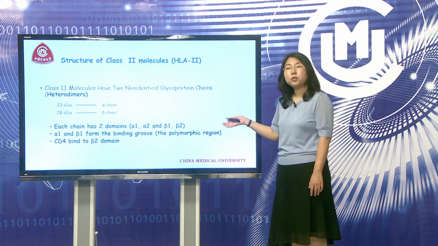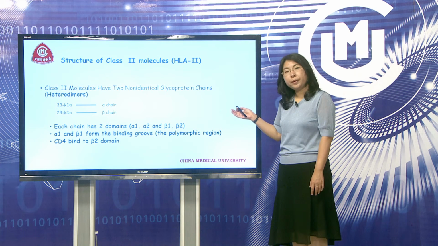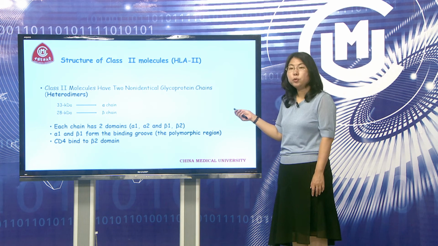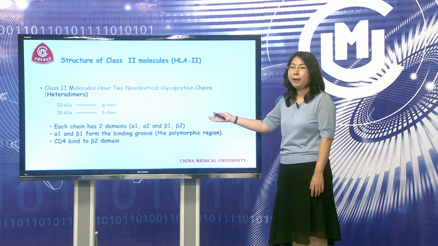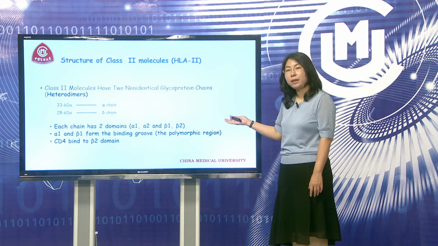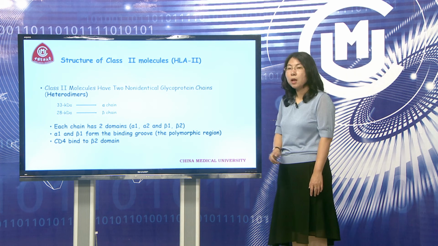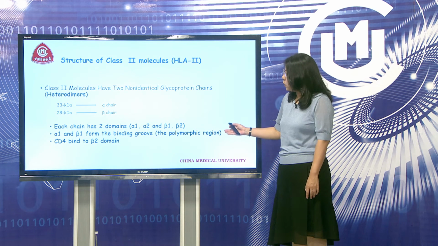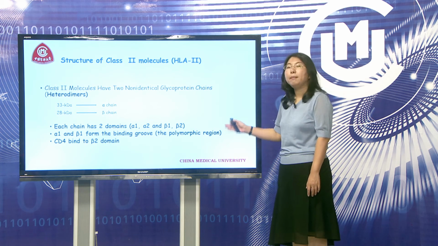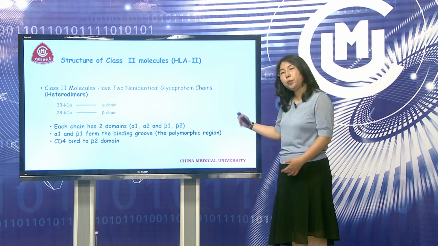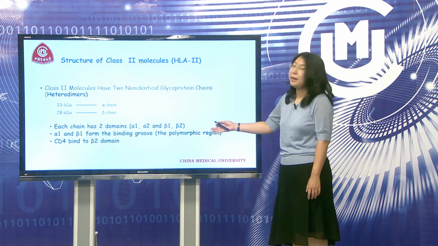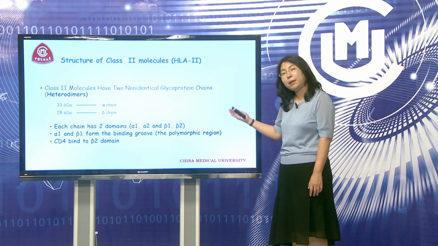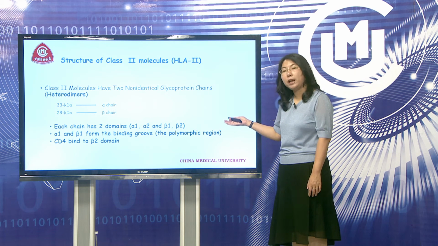So this is the class 2 molecule. The class 2 molecule is a dimer. They have 2 chains, and each chain has 2 domains. The alpha chain has alpha 1 and alpha 2 domains, and the beta chain has beta 1 and beta 2 domains. The alpha 1 and beta 1 domains make the cleft to present antigen. And the beta 2 domain can also be bound by an important T cell molecule, we call it CD4.